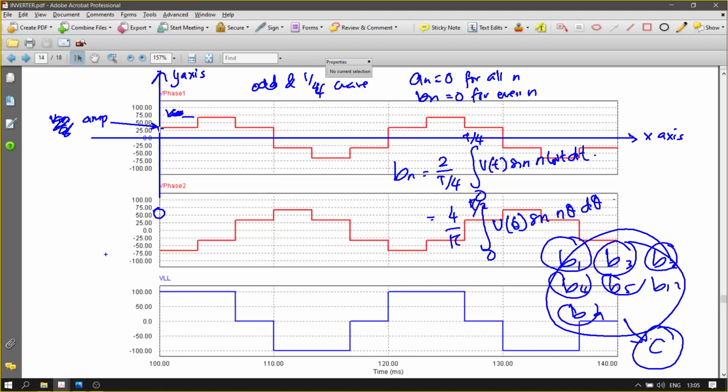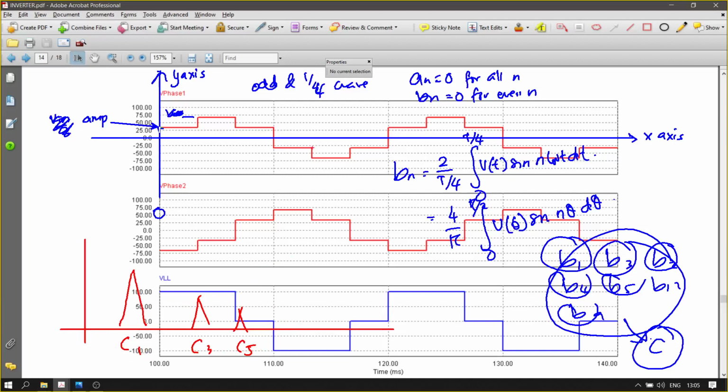Because in harmonic contents, it is always represented by the harmonic contents, isn't it? We have C1, for example C3, C5, and the rest. Okay, so it is not B1, B3, but it's C1, C3, C5.